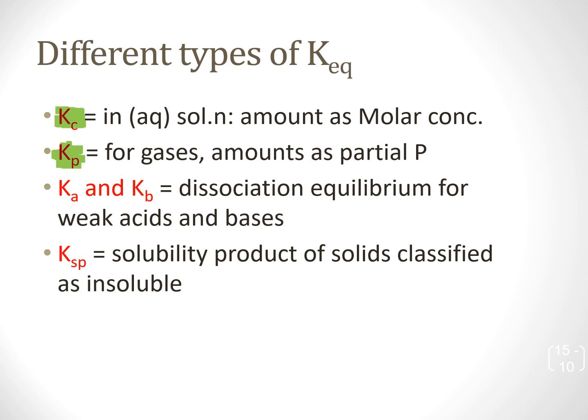If we have acids and bases dissociating, you remember we talked about acids and bases being weak or strong, and strong acids and bases are completely dissociated, so it's an irreversible reaction, let's say. But for weak acids and bases it's a reversible reaction, so you reach an equilibrium. And so we use a for acid and b for base for those equilibrium constants. And the last one we will talk about is the Ksp, the solubility product, that refers to the solubility of poorly soluble substances.